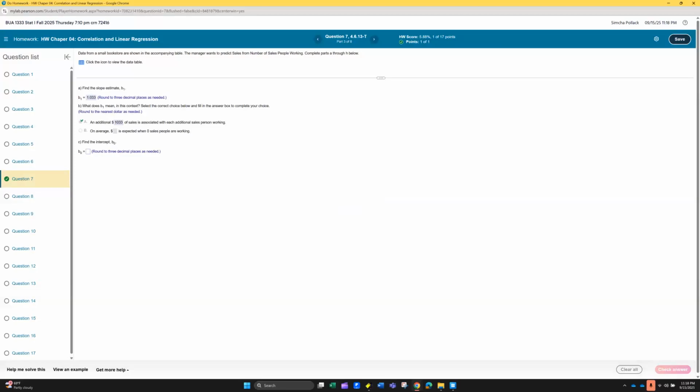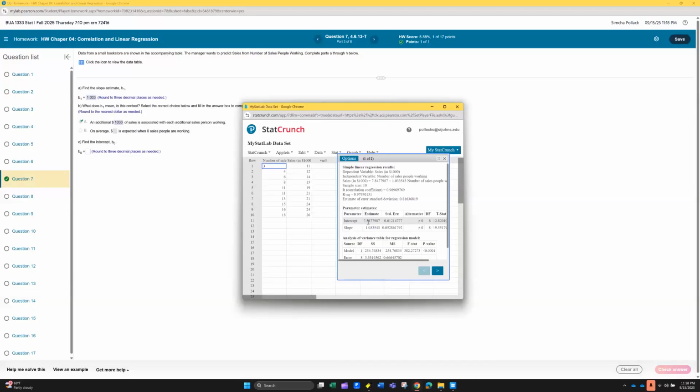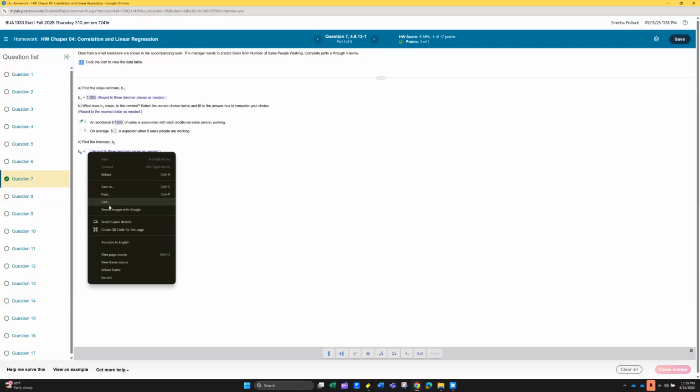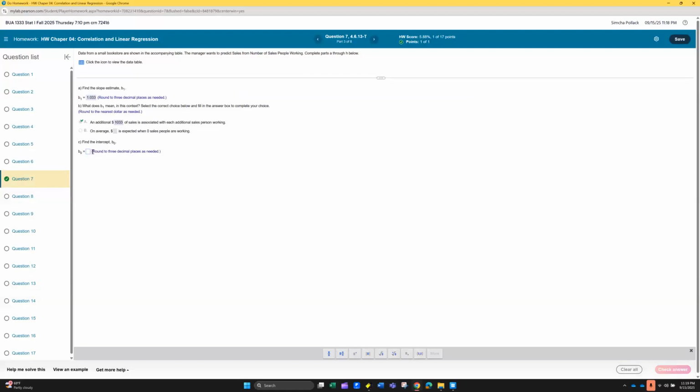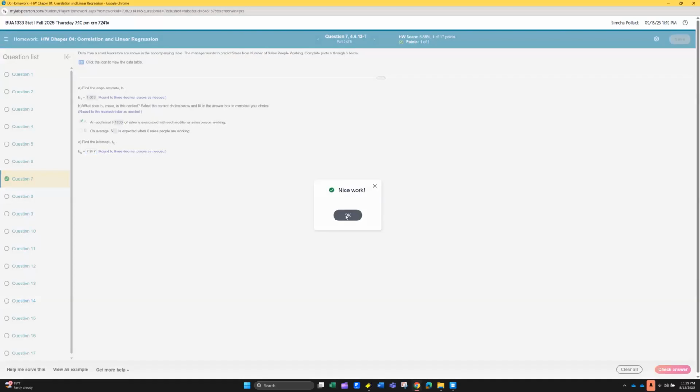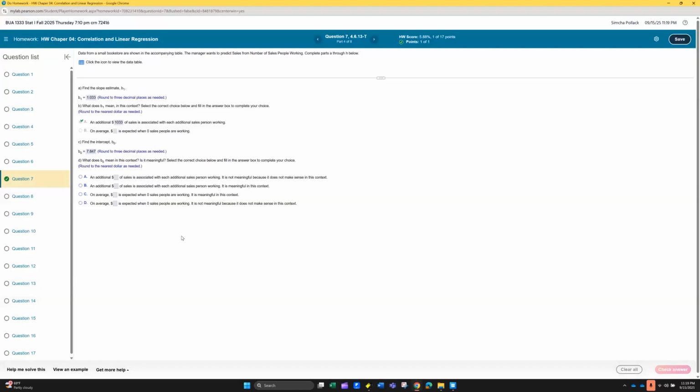Find the intercept. Well, we don't have to do that. There's formulas, of course, but we just have to copy it from here. 7.847, Control C, back to here. Paste. Control V, check answer, and we're on our way. That number is not in thousands. That's the original number.